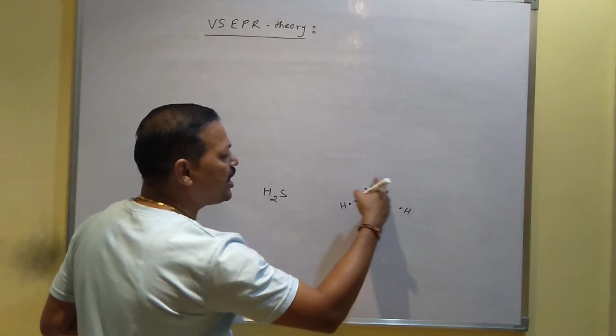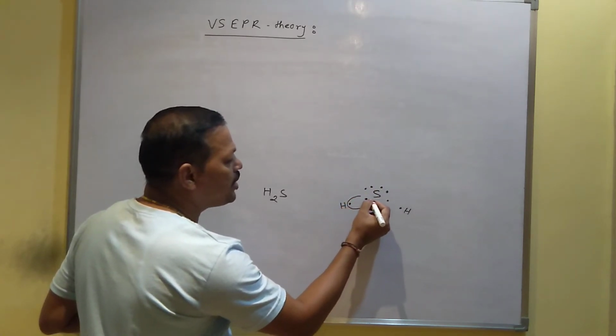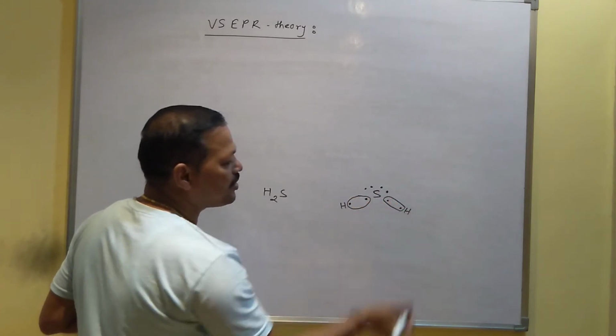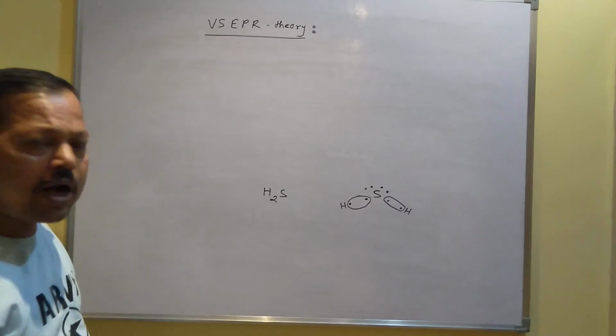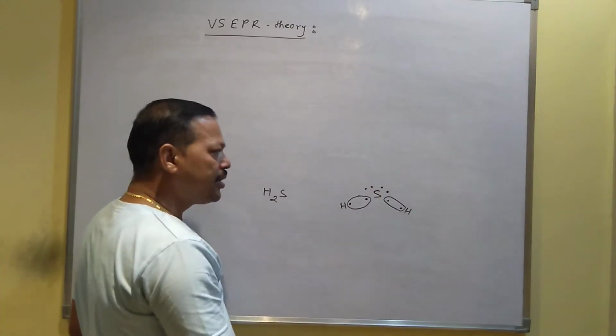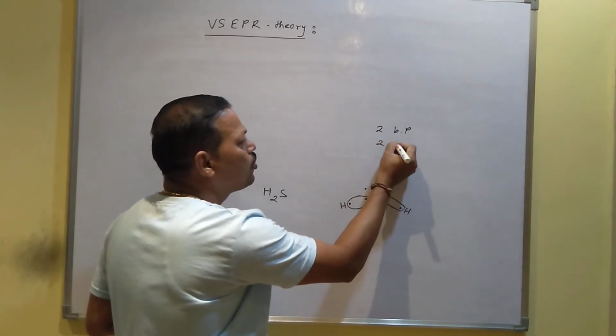Sulfur carries 6 electrons, that's why it requires 2 more. So each hydrogen takes 1 electron from sulfur, I mean sharing of electrons takes place like this. After sharing you will get 2 bond pairs and 2 lone pairs. That means the central atom contains 2 bond pairs and 2 lone pairs.